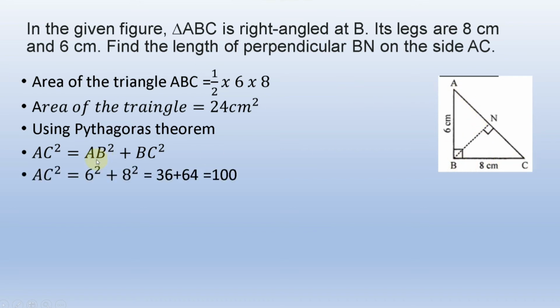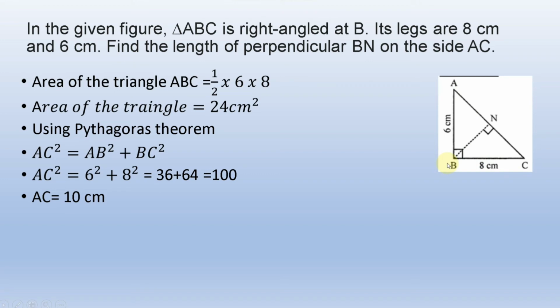So here you get this. AC square is equal to 6 square plus 8 square, that is 36 plus 64, and adding this you will get 100. Now 100 means 10 square. So AC will be equal to 10. Now we have AC as 10.